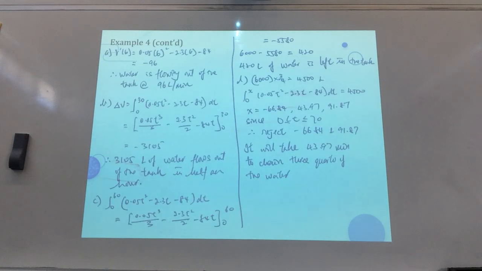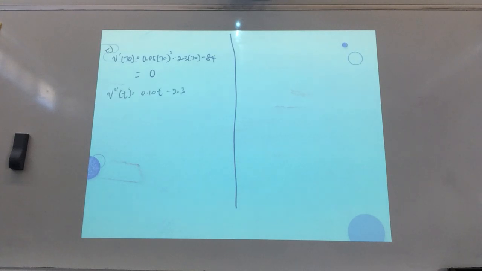All right? So this is how you answer A, B, C, and D. You do know how to do the integration. It's a matter of applying it. How do you answer the questions? So now you need to evaluate V dash at 70, so the rate at 70. And also, you need to do your V double dash. All right? Why?